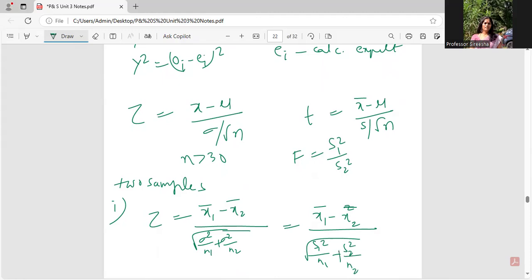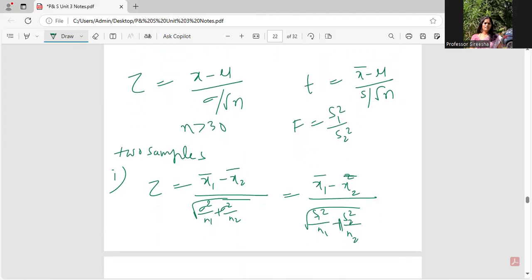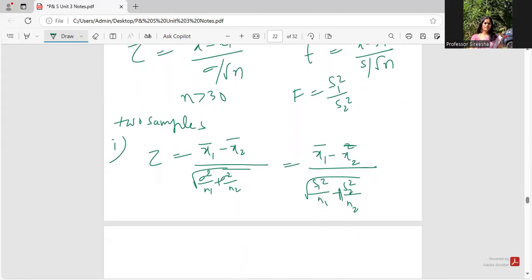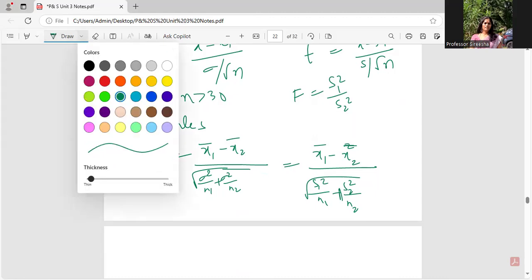Of course, there are different versions of this formula. Again, I'll talk about those different versions when needed. But as of now, if I'm being asked about two samples, and no population means are there, I'll be taking it like this. This is the first version, by the way. There's another version, the second version. Coming to the third version.